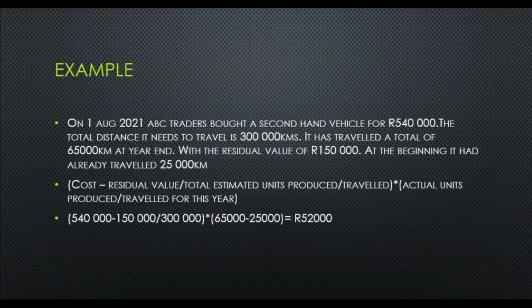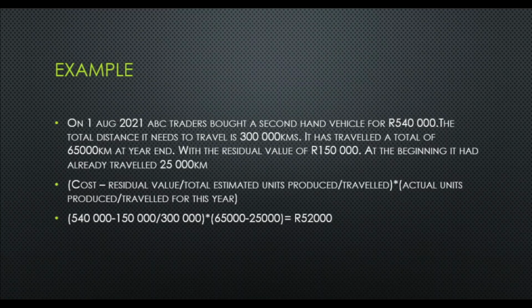Example, on 1 August 2021, ABC Traders bought a second-hand vehicle for 540,000. The total distance it needs to travel is 300,000 kilometers. It has travelled a total of 65,000 kilometers at the financial year end, with a residual value of 150,000. At the beginning, it had already travelled 25,000 kilometers.